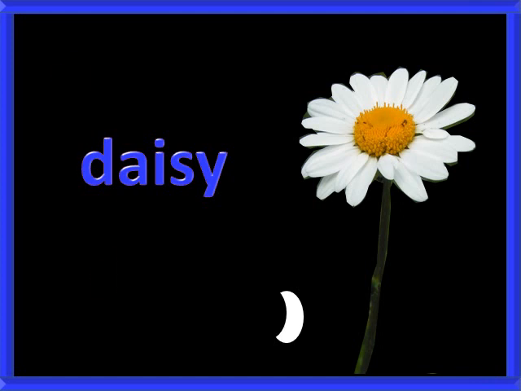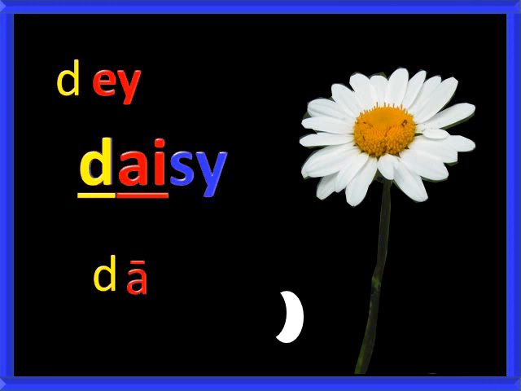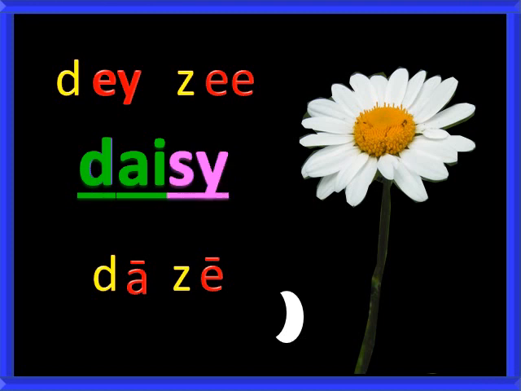Daisy, d, a, daisy, e, z. Okay, you see a beautiful daisy under the light at night. See the moon shining red way back there? It's nighttime, and the daisy got a light shining on it, and it looks very beautiful. Daisy.